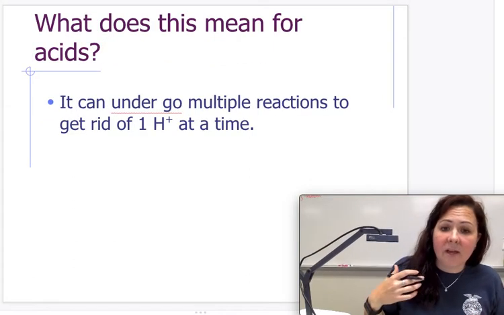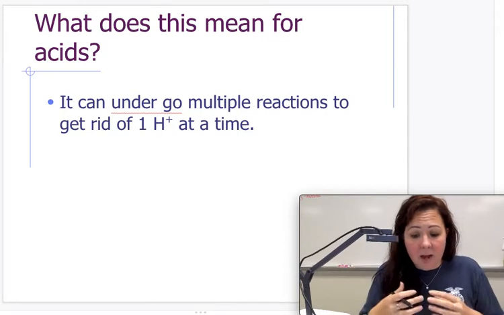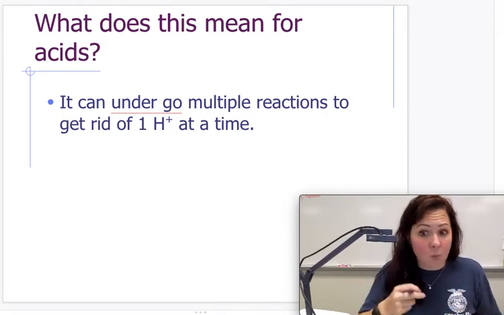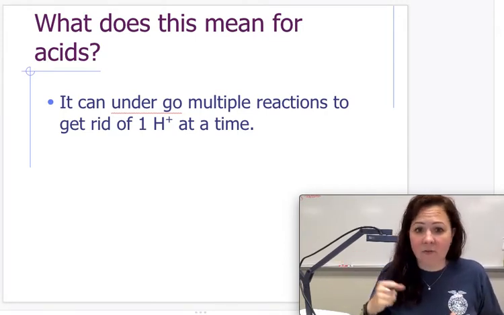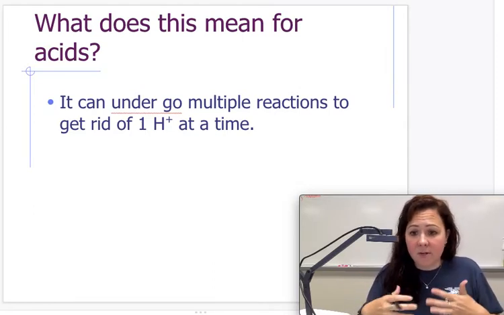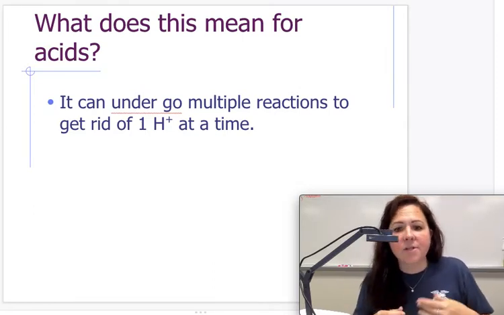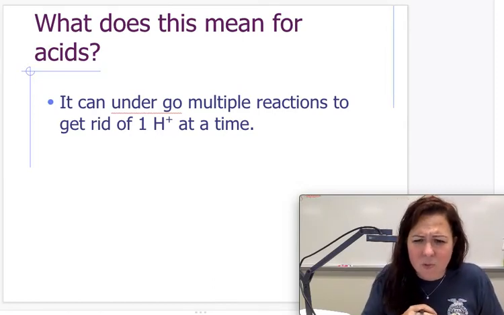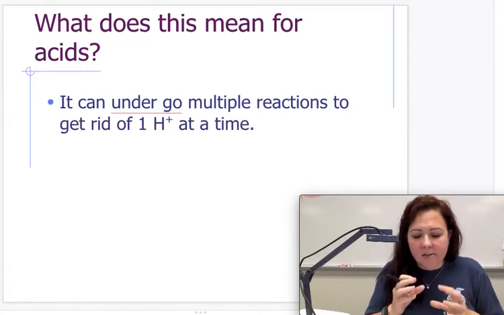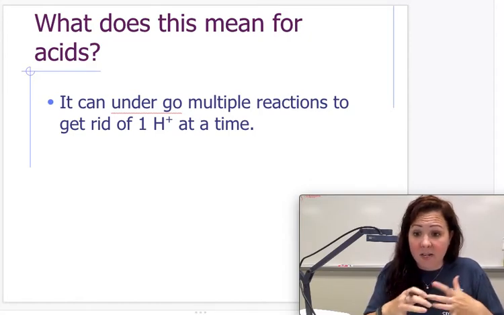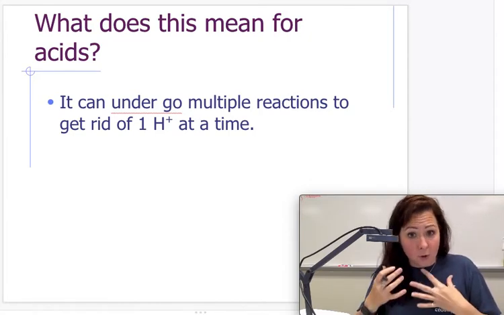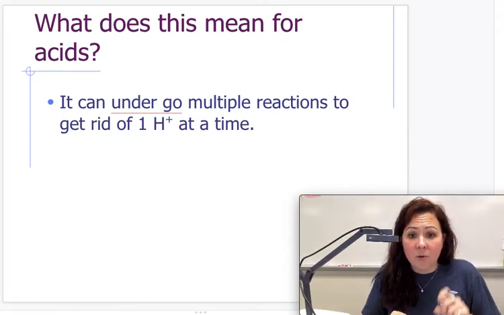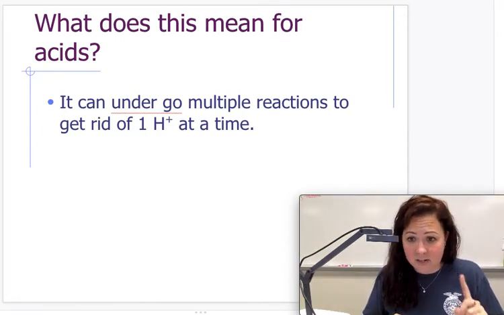If you have something like hydrofluoric acid, it gets rid of its hydrogen in one step. Because it gets rid of it in one step, it's a very strong acid. If it takes more than one step to get rid of its hydrogens, it's not really a reaction, but it's going to take more steps, so it is a weaker acid. But it can only get rid of one hydrogen at a time.